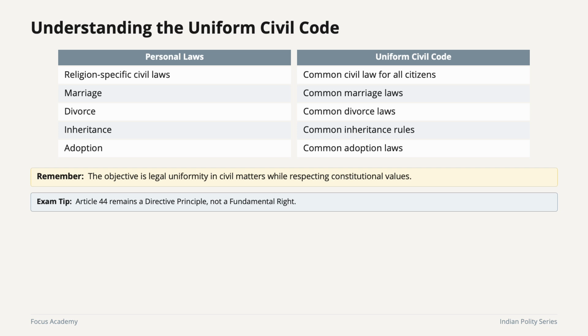Adoption, common adoption laws. Again, adoption law is very different, right? Some tribes adopt anyone, and others do not. Whereas for some tribes, giving citizenship is much more restricted.